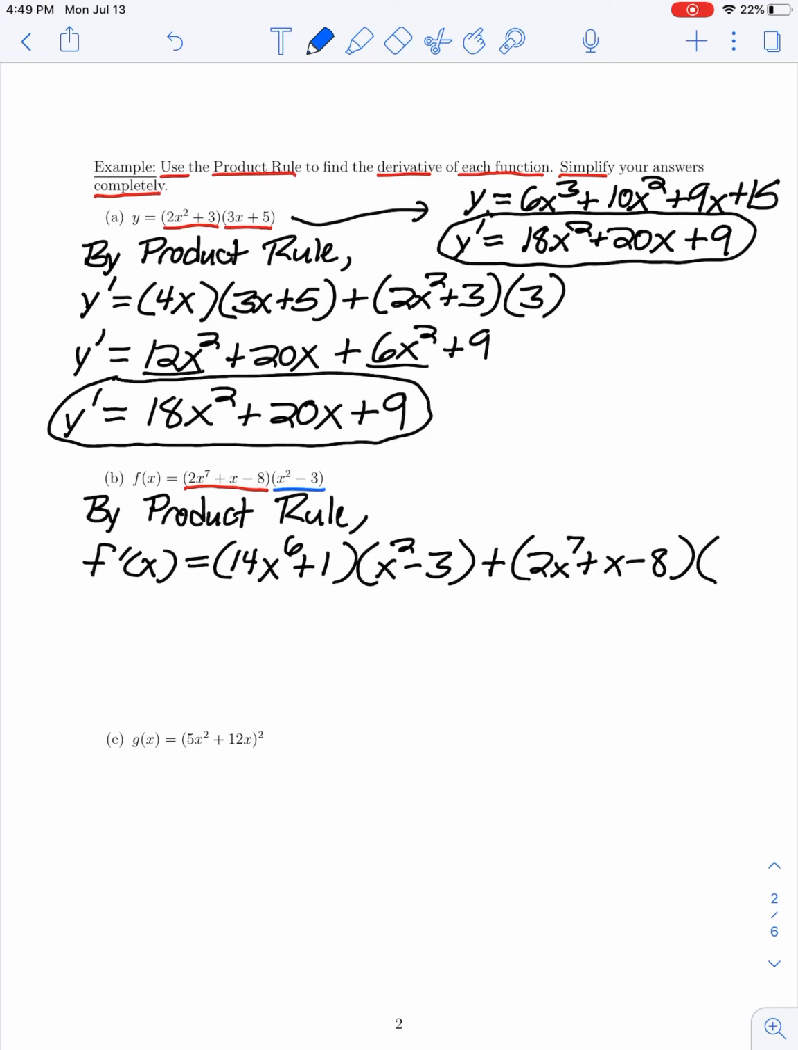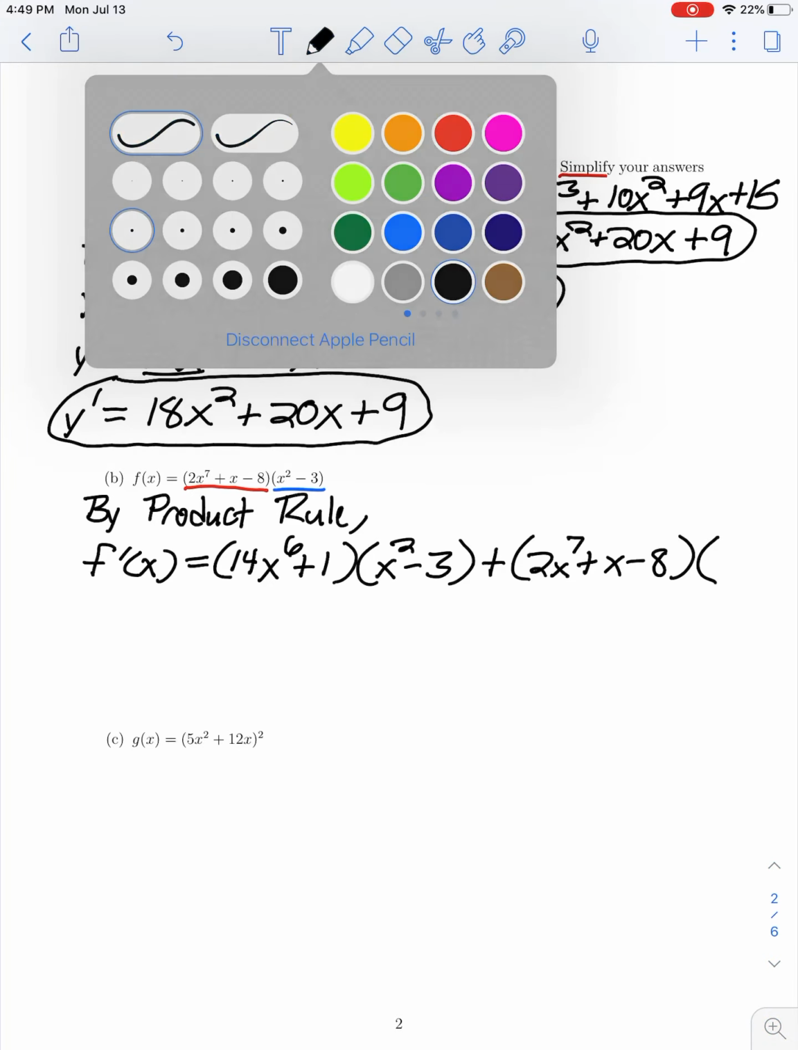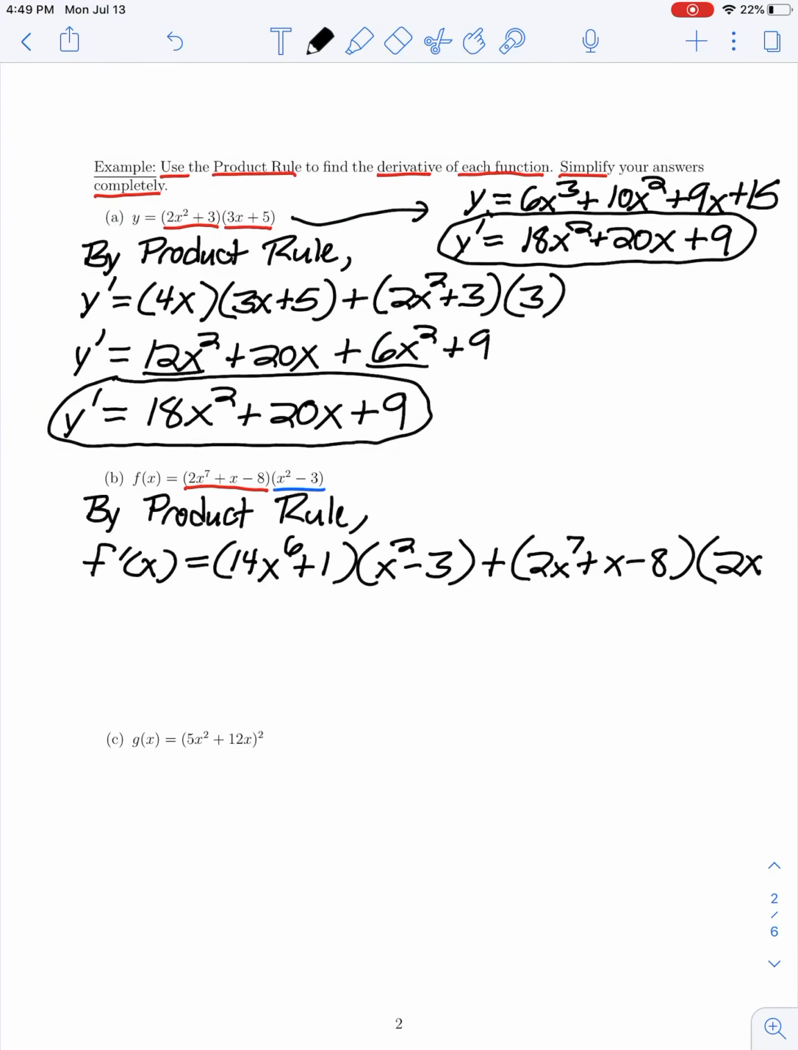So here the derivative of that x squared minus 3 would be 2x to the first. So we have the following expression, but again in this problem we're told we have to simplify our answer completely. So let's expand and collect like terms.